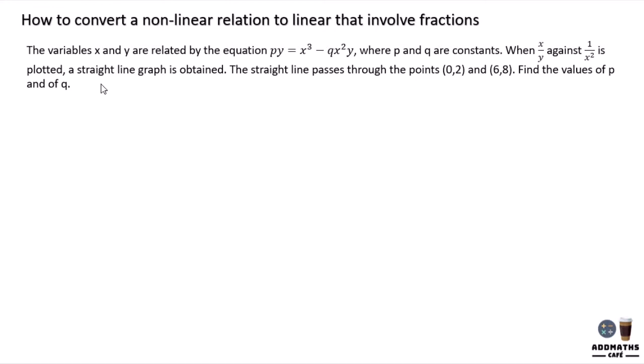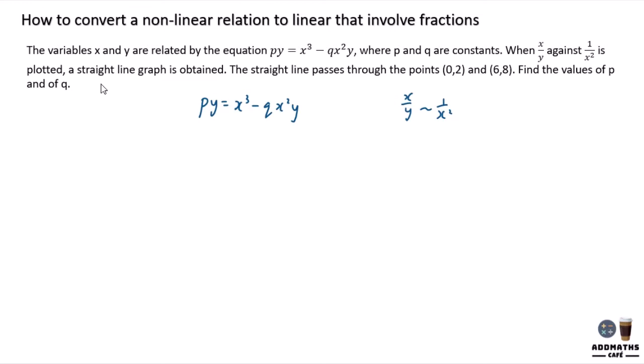How to convert a nonlinear relation to linear that involves fractions? The variables x and y are related by the equation py equals x cubed minus qx squared y, where p and q are constants. When x over y against 1 over x squared is drawn, a straight line graph is obtained. So this is nonlinear.